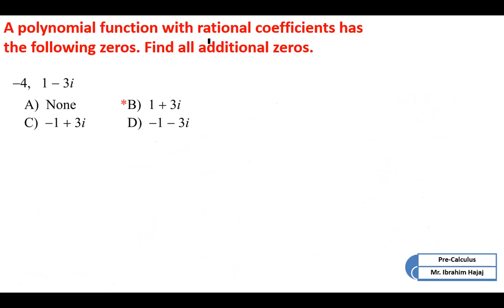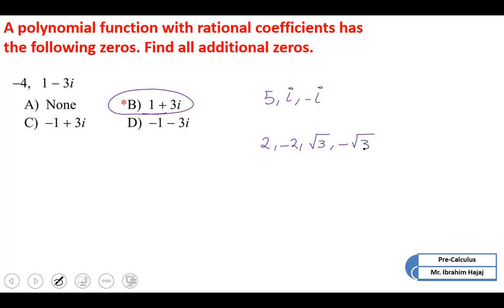Okay. A polynomial function with rational coefficients has the following zeros. Find all additional zeros. Since the given zeros are negative 4 and 1 minus 3i, you should add 1 plus 3i. Simple here. For example, one more example, if we have 5 and i, what is the additional zero you should add? You should add negative i. One more example: if we have 2 and negative 2 and radical 3, we should add negative radical 3 as an additional zero.